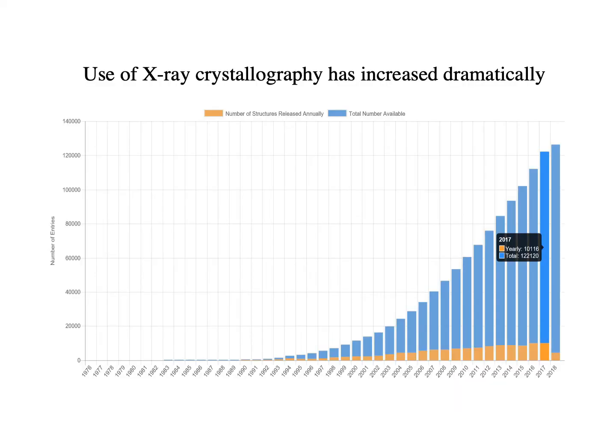And you can see here, the use of X-ray crystallography has increased dramatically. There's a number of entries into a database, basically a literature database, looking at the number of papers that have been published using X-ray crystallography. On the y-axis you have number of entries. In 1976, as I mentioned, nobody was using it. It just couldn't be used. They were trying to look at proteins, but it was too hard.